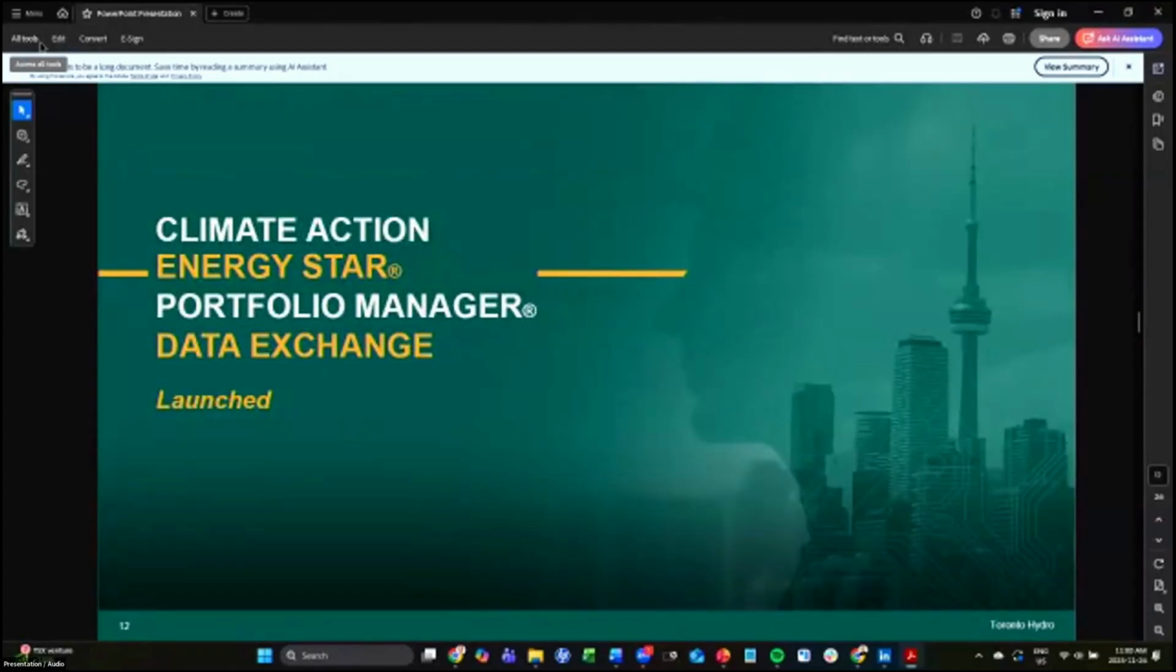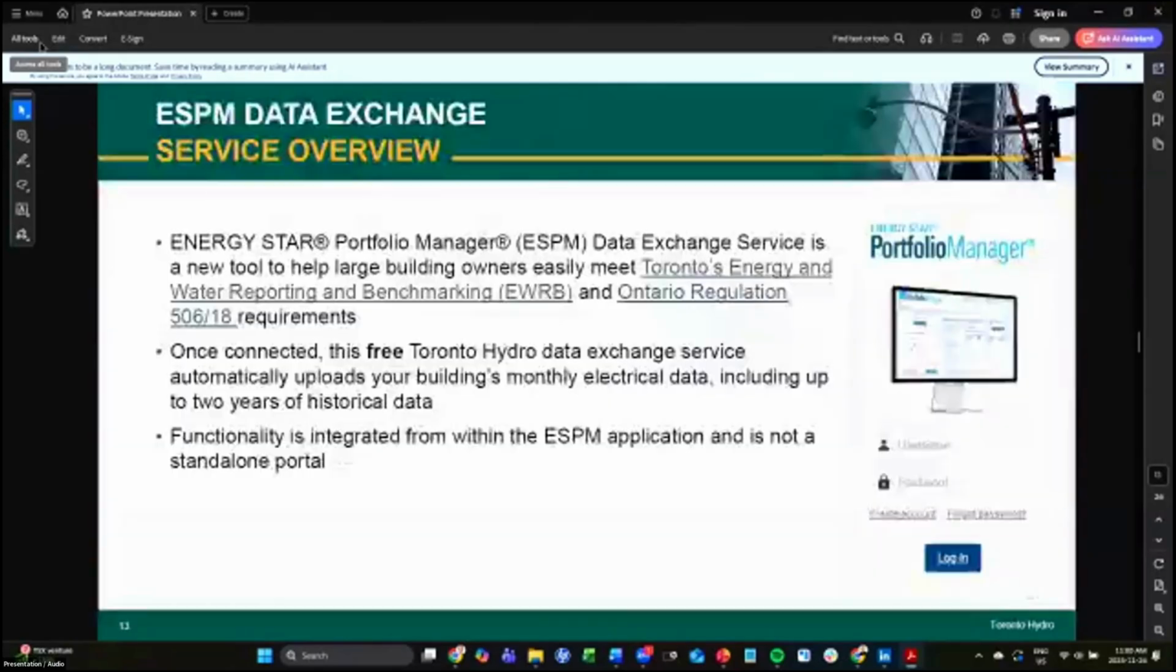Another thing that was just launched in August, so it's quite hot off the press, is our data exchange. What this does is it connects your Energy Star Portfolio Manager account with your utility account. And then once it's all set up, Toronto Hydro, as the data becomes available, will automatically upload the monthly aggregated electrical data into your Energy Star Portfolio Manager account. So for the city's EWRB reporting, energy and water reporting and benchmarking requirements that any 50,000 square foot and above building needs to do, once you've set this up, you'll never have to enter in your electrical consumption again if you're in Toronto.